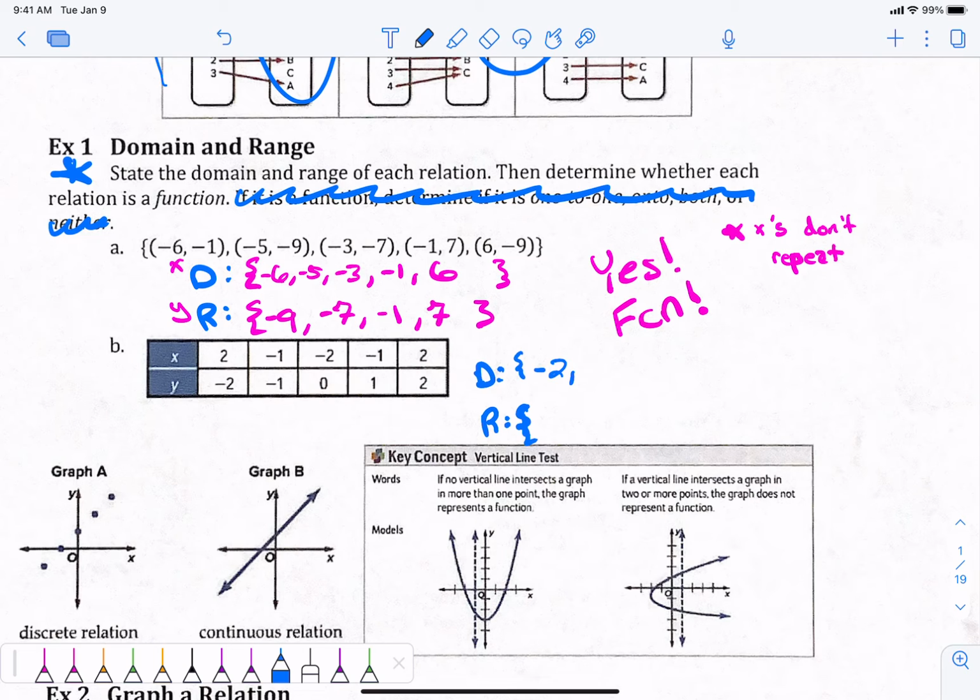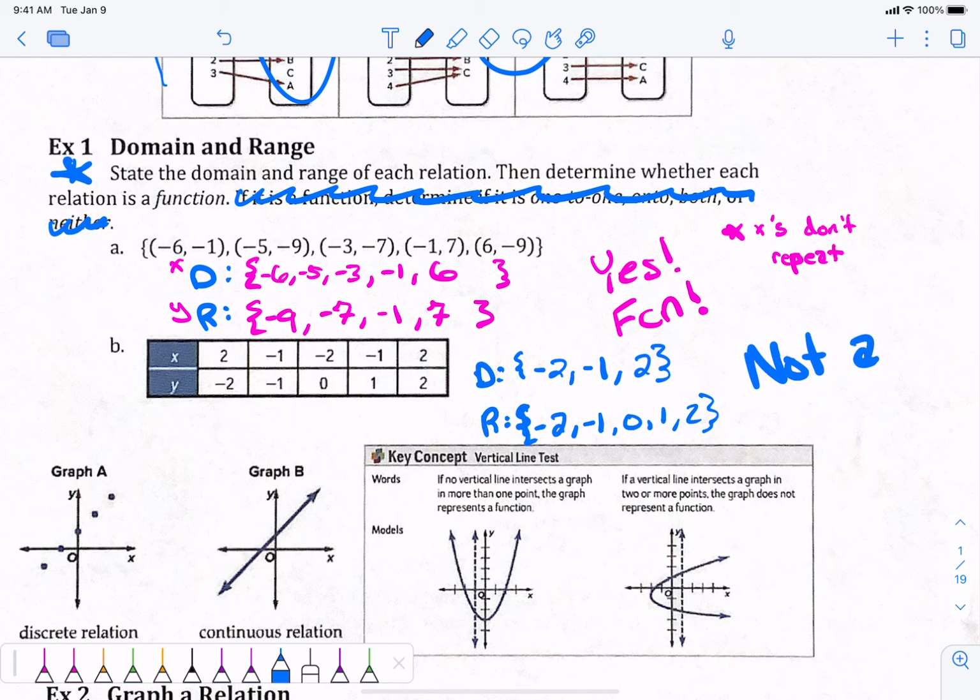-2, then -1, then 2. Okay, range. Those go in order, right? -2, -1, 0, 1, 2. Function or not a function?